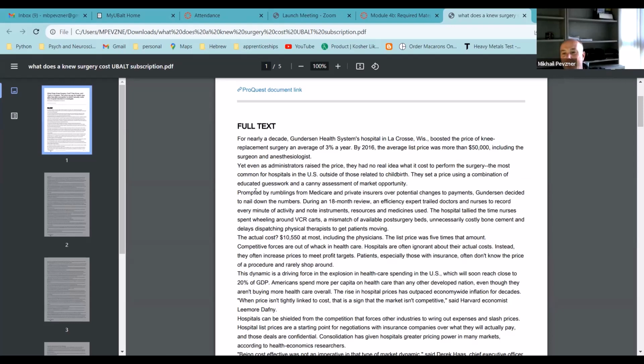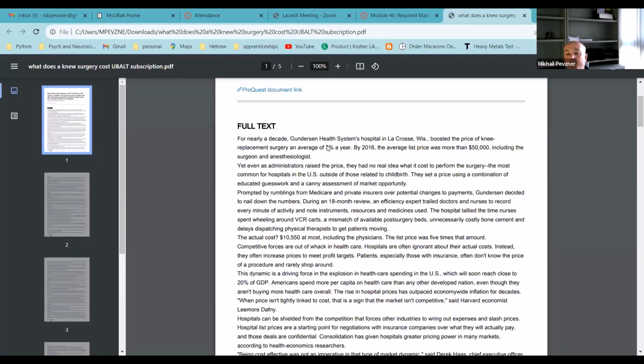The hospital tallied the nighttime nurses spent wheeling around CCR cards, a mismatch of available post-surgery beds, unnecessarily costly bone cement, and delays dispatching physical therapists. The actual cost, $10,500, including the physicians. The list price was 5 times that amount. Isn't that shocking?